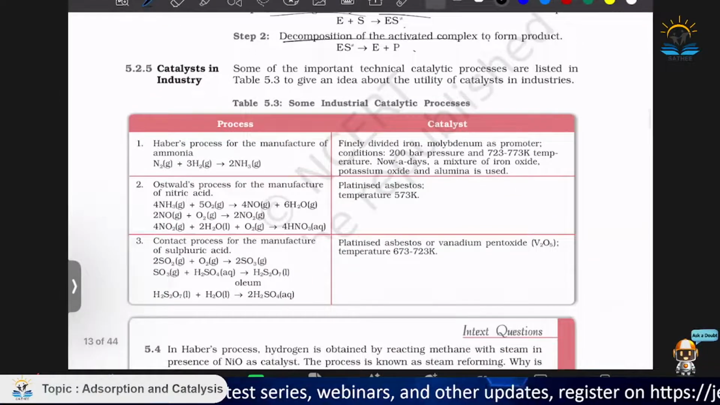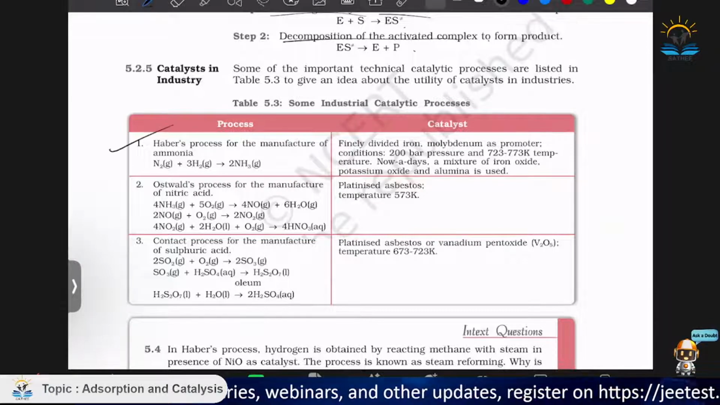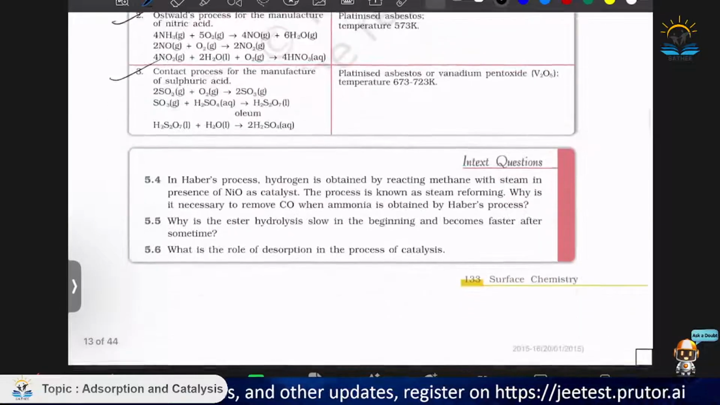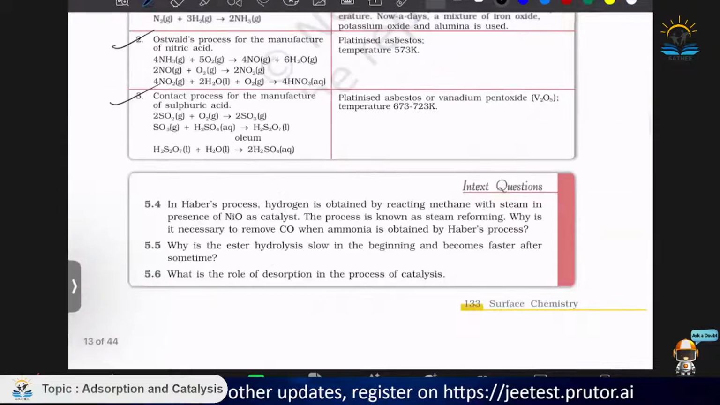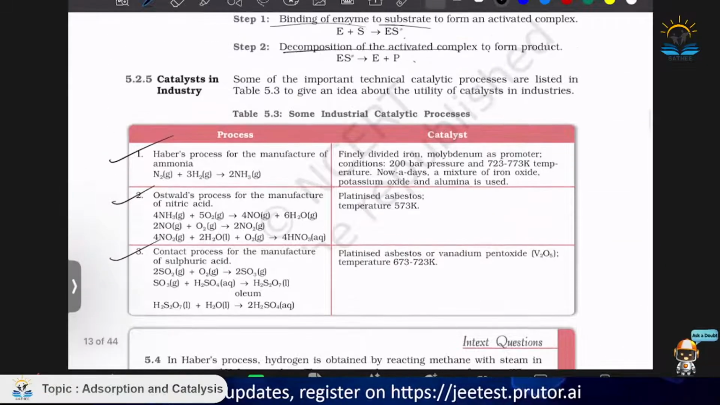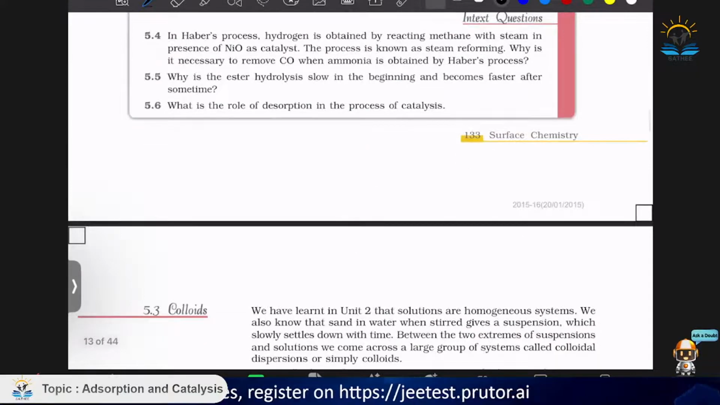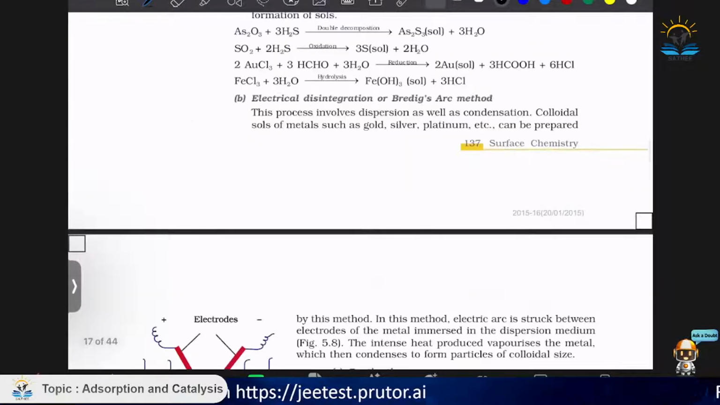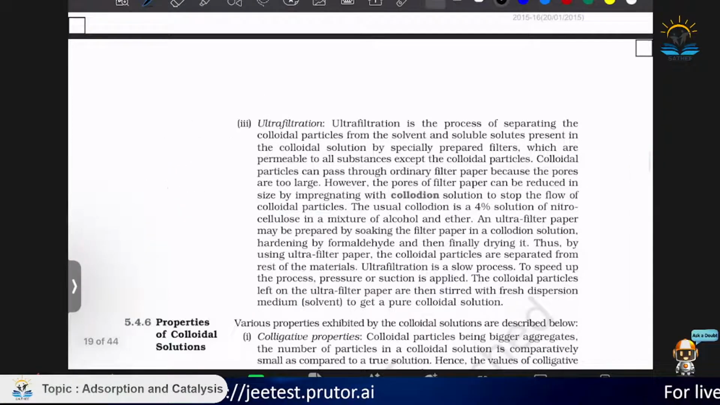Then they have given industrial catalytic processes, Haber's, Ostwald's, contact processes. You need to just look at them once. So yeah, we are done with catalysis. We will move to the questions. In the next class, we'll see colloids.